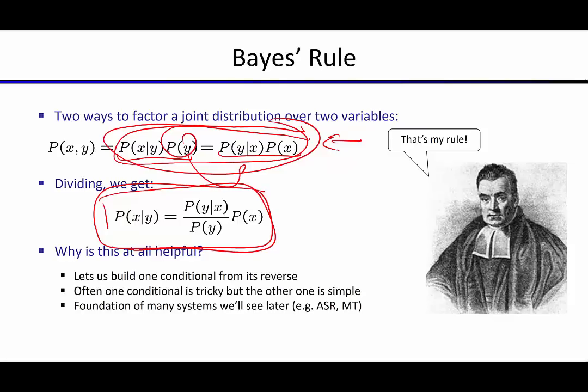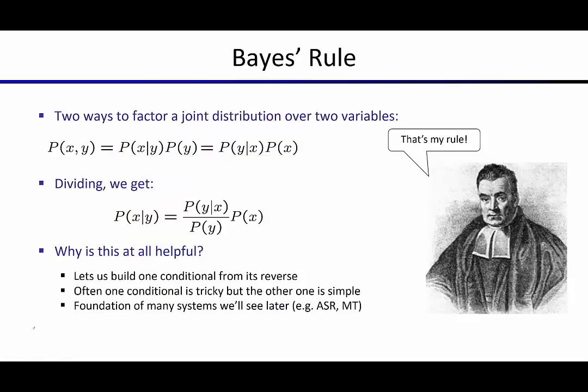Often what we want to do is go from one conditional to another. If you look at what we have here, on the left side we have the result of our calculation, the conditional for x given y. And we see that we can get this starting from the conditional for y given x. So if it's easier to build a conditional for y given x than it is to build a conditional for x given y, you can build your conditional for y given x and then use it to infer the conditional that you really care about, which is x given y. Often that will be the case.